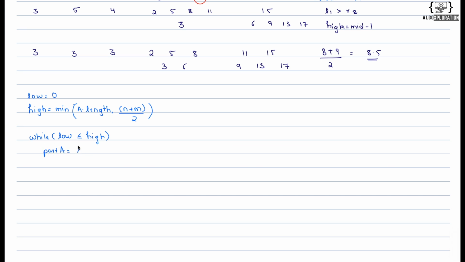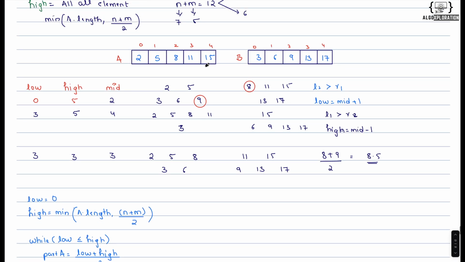It will be (low plus high) whole divided by 2. So this is nothing but a mid. Now if I'm making a cut over here, that means I'm taking 2 elements from array A. Now I need to take the remaining elements from array B. How can I do that?